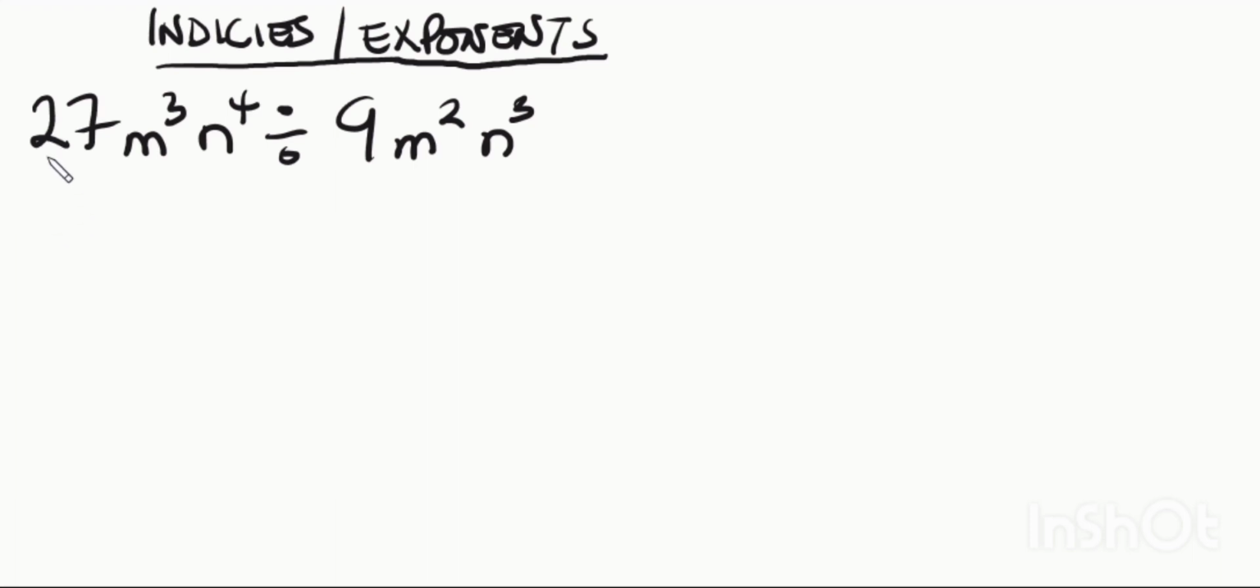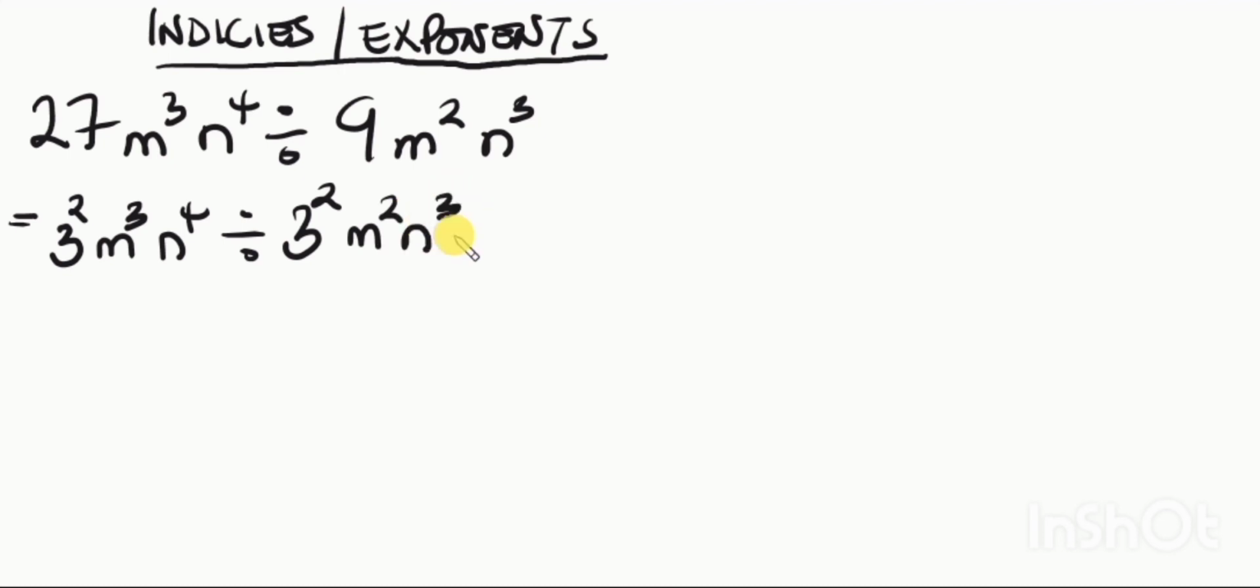Now we know that 27, like I stated earlier, is the same thing as 3 raised to the power 3 m raised to the power 3 n raised to the power 4, divided by 9, which is the same thing as 3 raised to the power 2 m raised to the power 2 n raised to the power 3. Now this is division, and we're going to use the division law, where the bases are the same, we just subtract the powers. That's very simple, right? Now what are we going to do? Oh, I'm making a mistake there, please. This is not 3 raised to the power 2, rather it's 3 raised to the power 3, because 3 raised to the power 3 is going to give you 27.